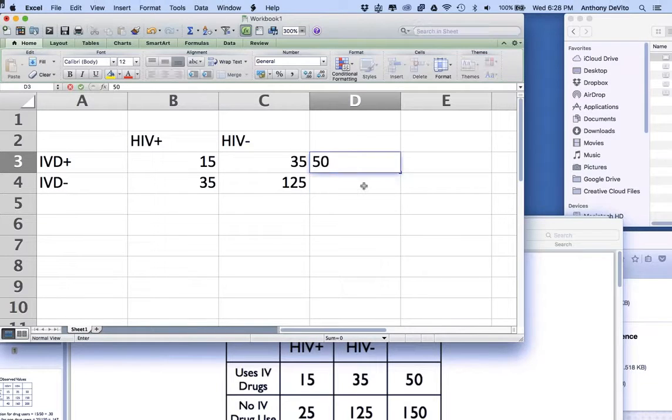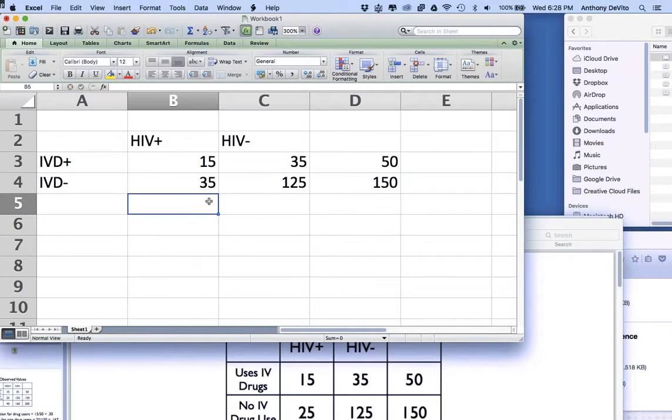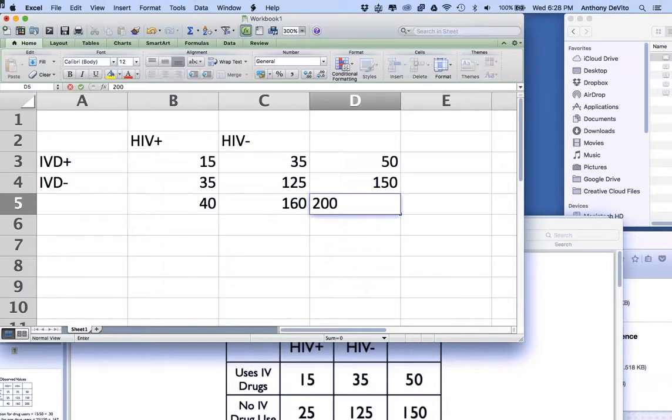We said that there were 50 IV drug users. There were 150 non-IV drug users in this population. There were 40 people that were HIV positive, and there were 160 that were not. That's where we got our 20% prevalence from.